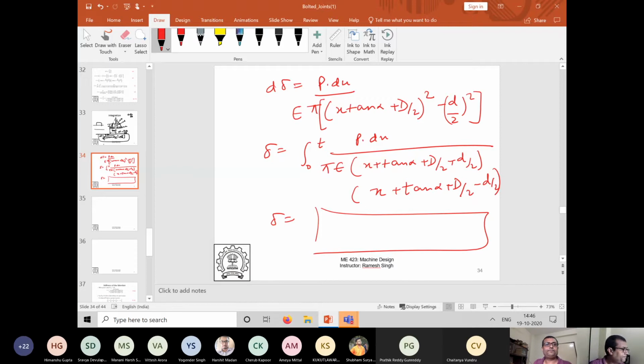Any ideas? How do I find what delta would be? Okay, so what I will do is, I know this is slightly difficult for me. So I'll go ahead and share my usual Mathematica, and I will share the Mathematica with you.